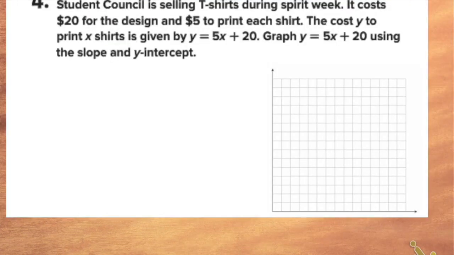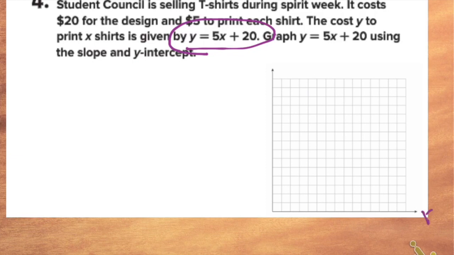For number 4, we're looking at the same idea. We're just putting it into a story. We have student council selling t-shirts during Spirit Week. It costs $20 for the design and $5 to print each shirt. So the cost y to print x t-shirts is given, and they're giving us the equation for this. All right, and then we'll look at how that applies to things.